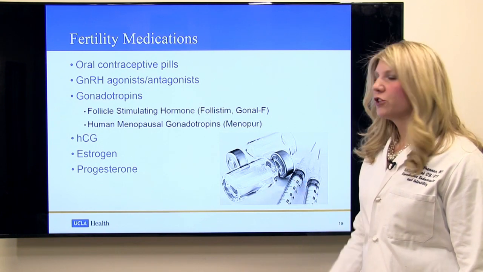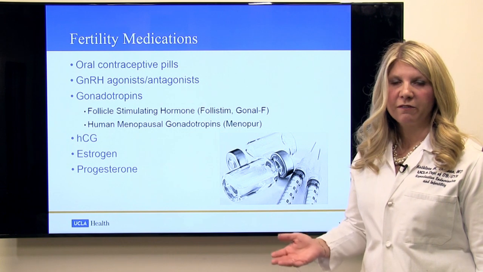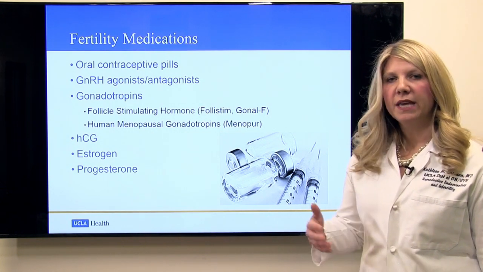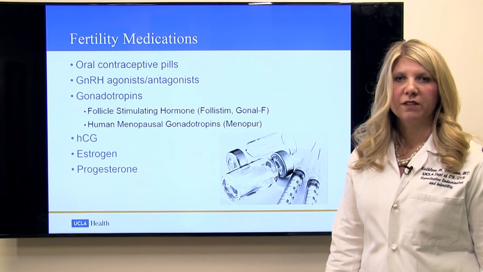Human menopausal gonadotropins, or Menopur, is also used. Menopur has FSH properties as well as LH, or luteinizing hormone properties. So again, it's another medicine used in conjunction with the FSH in order to stimulate the follicular growth.